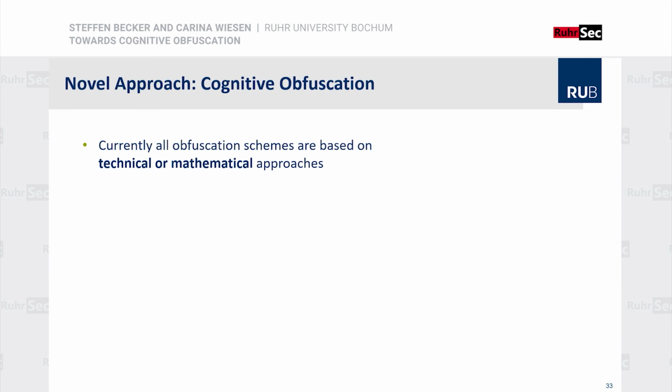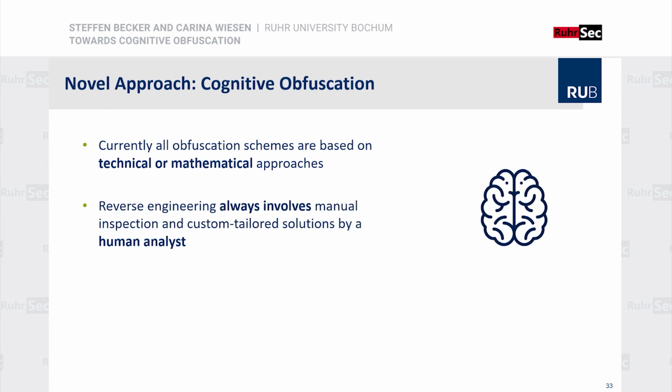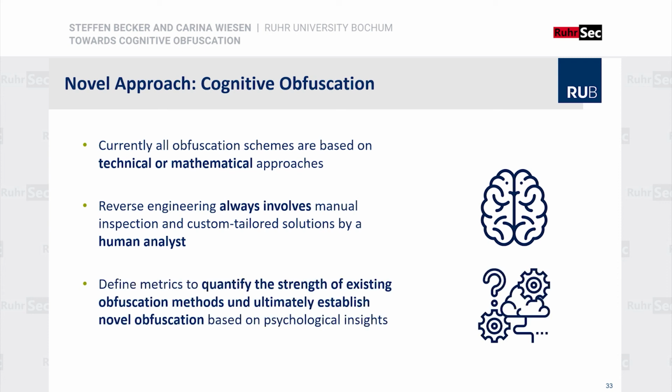In current literature, there exist several strains of hardware obfuscation. What unites them is that they are all solely based on technical approaches and that they lack common evaluation criteria. We argue that hardware reverse engineering always involves human analysts who manually combine several semi-automated techniques. Therefore, we need to define metrics which incorporate the cognitive processes in order to evaluate existing obfuscation methods and ultimately create novel obfuscation based on those insights.